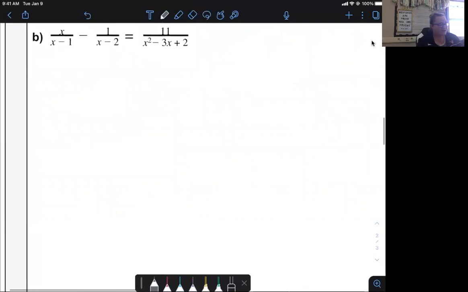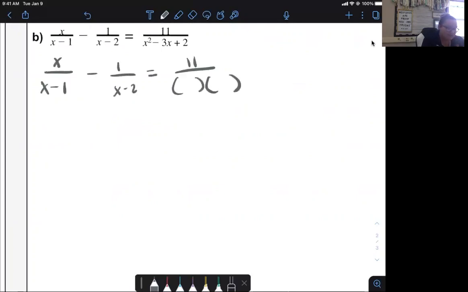Part B. x over (x minus 1) minus 1 over (x minus 2) is equal to 11 over (x squared minus 3x plus 2). The first thing you're going to want to do is make sure everything is factored. And that denominator factors. Then multiply the whole equation by your LCD, do all the multiplying, simplifying, solving, all that good stuff. See what you get for x. Go ahead and finish this problem on your own.